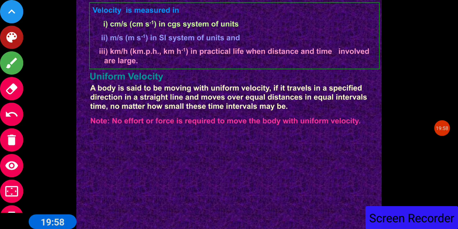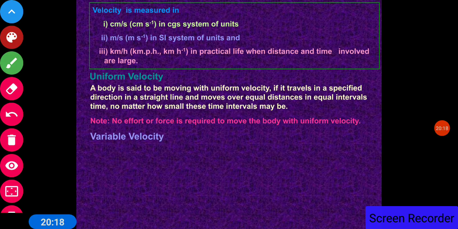Note, no effect or force is required to move the body with uniform velocity. So when the body is moving with uniform velocity, then no particular force is required to keep it in the uniform motion. A body is said to be moving in uniform velocity.